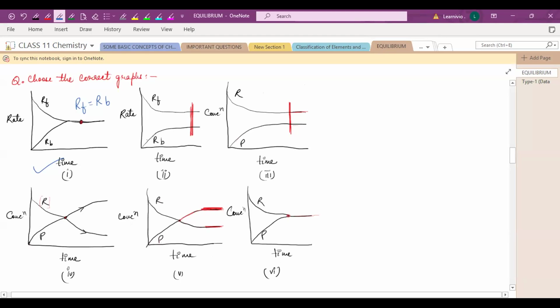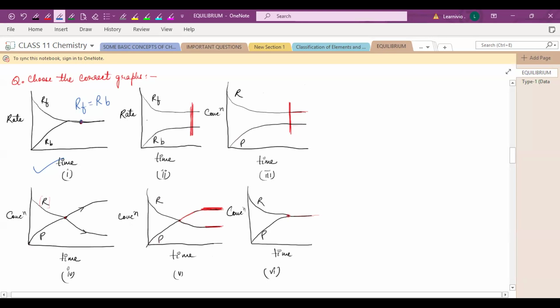Okay, see. So this is again the rate versus time graph. Now see, the rate of backward reaction is increasing, right? At some time it becomes constant. The forward rate decreases and at some time it becomes constant, right? But here there is no merging. They don't merge over here. So how can we say that the rate of forward reaction is equal to the rate of backward reaction?